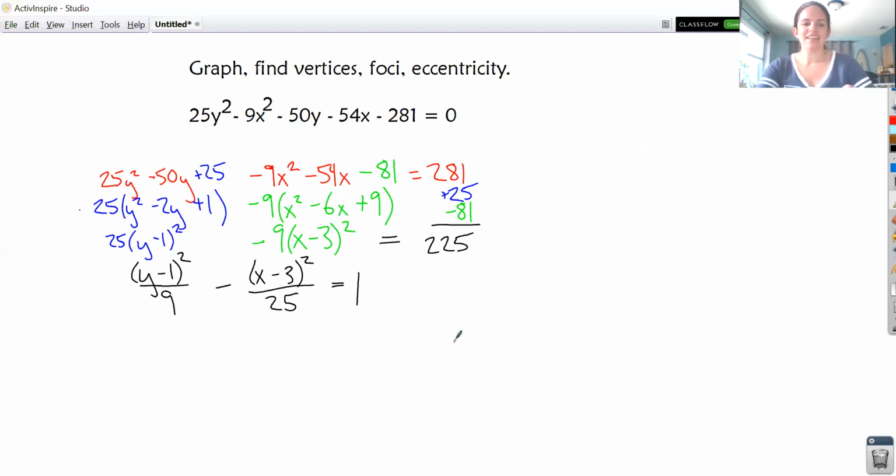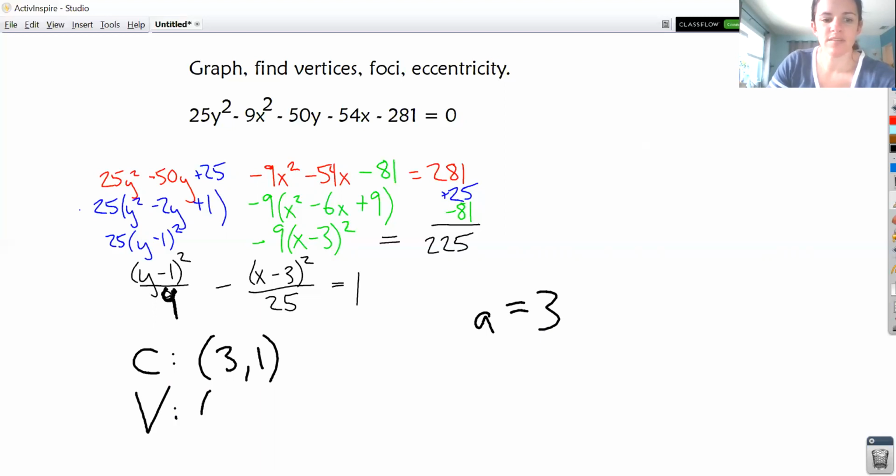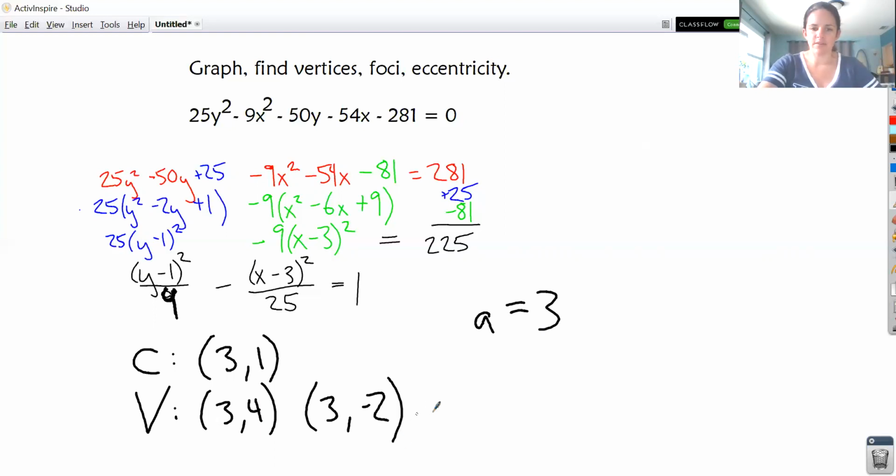And then let's look at some of this other information that we were asked to find. The center here would be 3, 1. So the x coordinate always comes first, even if it's the second term. And the a distance, if 9 is my first denominator, that would mean that a is 3, but that's in the y direction. So I need to go 3 up and 3 down to get to the vertices, which means that the vertices are going to be 3, 4 by moving 3 up, and 3, negative 2 by moving 3 down from the center.